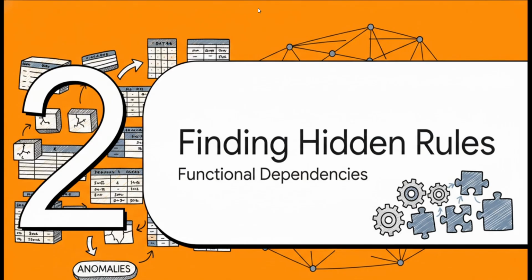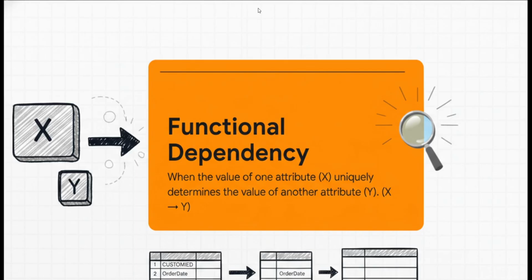Okay, so to fix these messes, these anomalies, we need to look deeper. We have to stop just looking at the data itself and start understanding the hidden rules that are secretly running the show. And these rules have a name. They're called functional dependencies. A functional dependency is actually a super simple idea. It's just a rule that says if you know the value of X, you can be 100% certain of the value of Y. No exceptions.